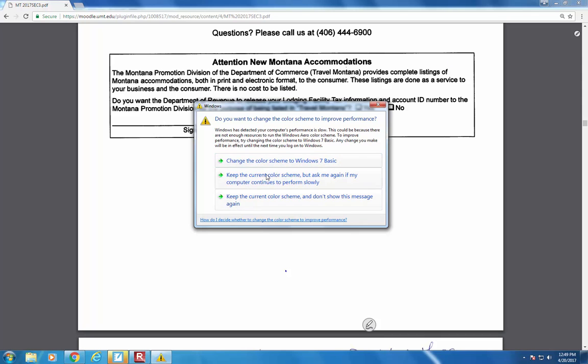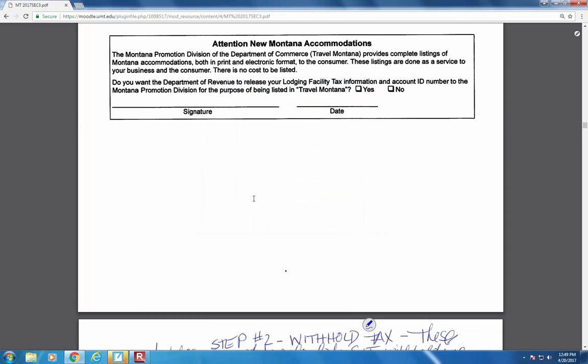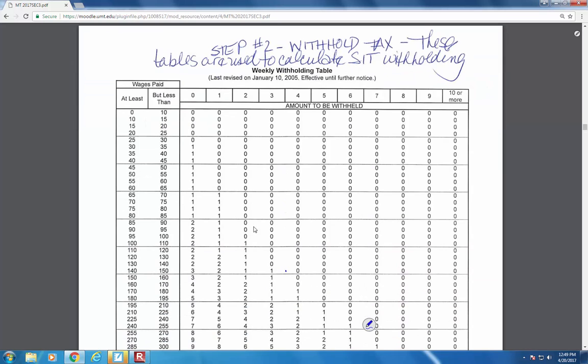Now, your people start to work for you, and you need to withhold state income tax on them. Here are your tables. Obviously, you should be able to find these pretty easily because you'll need them. They work exactly like the federal tables do, except you don't have different tables for married versus single. Because in Montana, even if you're married or with a domestic partner, you can still file separately on the same tax return. Okay?